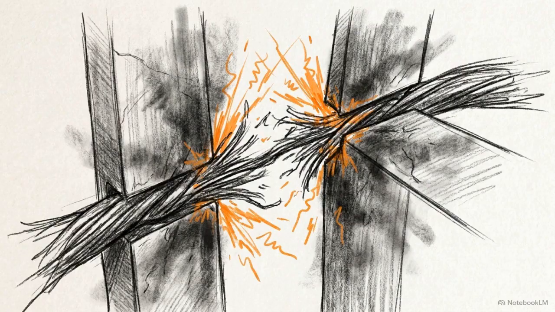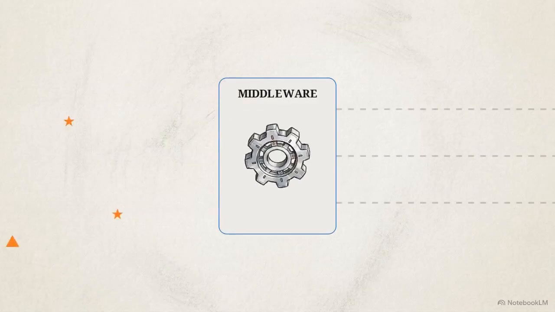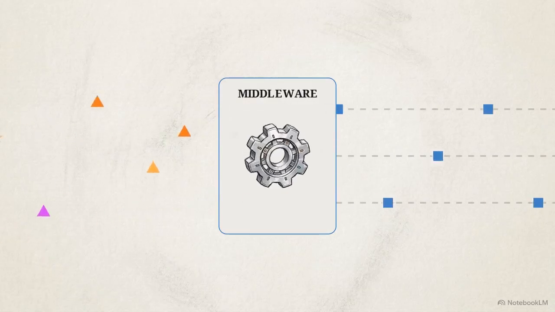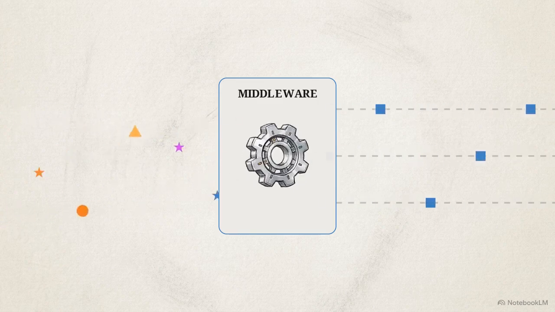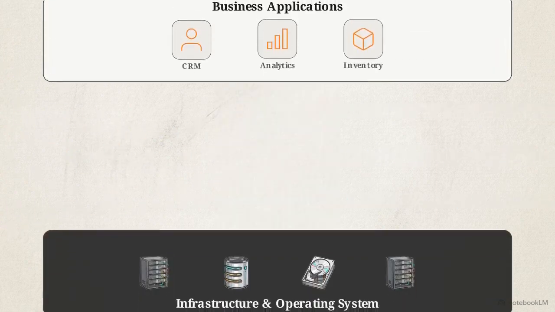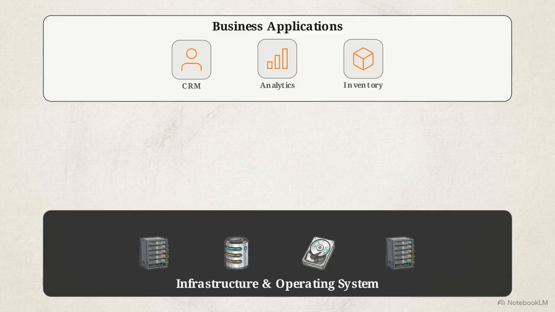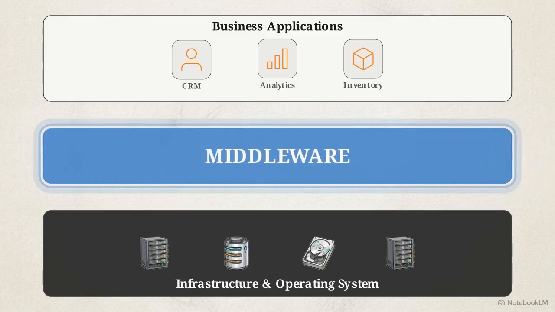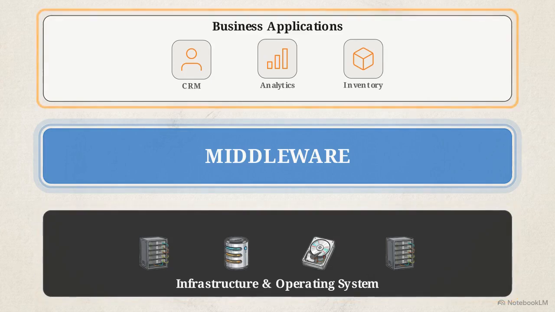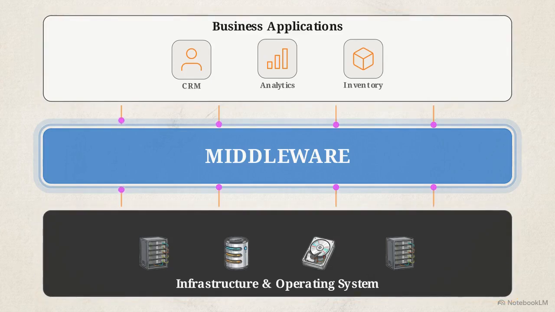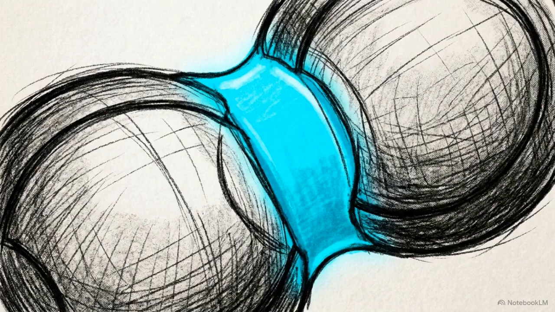True horizontal integration cannot be achieved by hardwiring systems together. It requires an intelligent intermediary to intercept, translate, and route the chaos of enterprise data. To understand how middleware operates, we have to look at where it sits in the enterprise architecture. It occupies a distinct space right between the operating system at the bottom and the business applications at the top. Its core function is to act as the software glue.